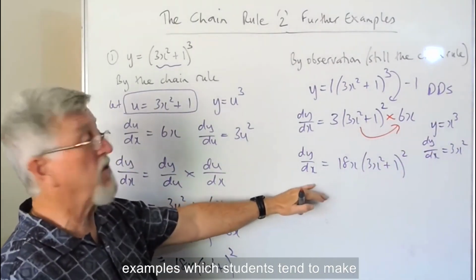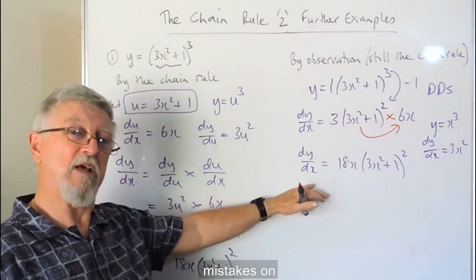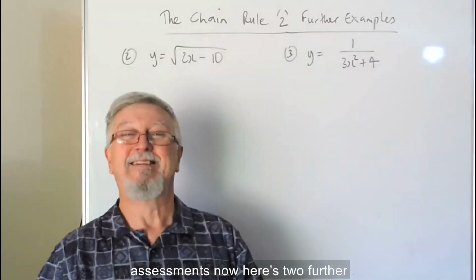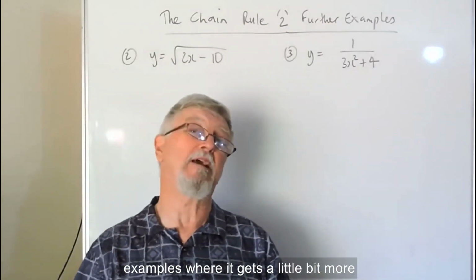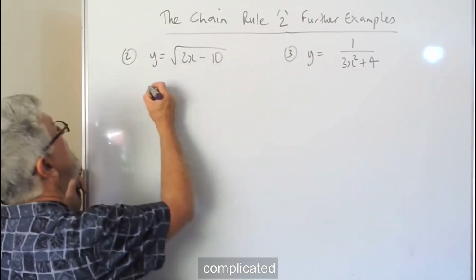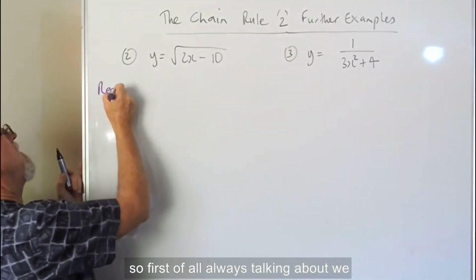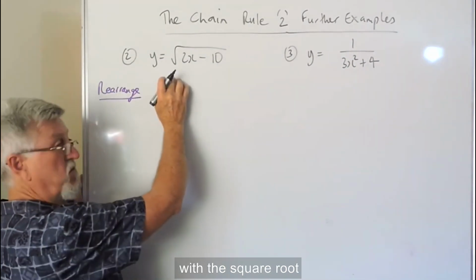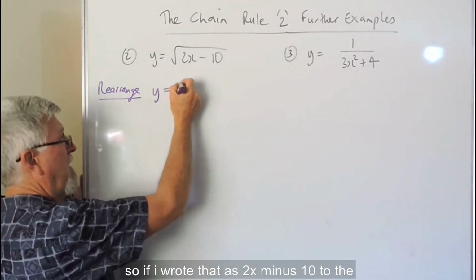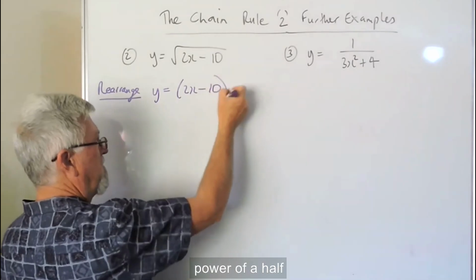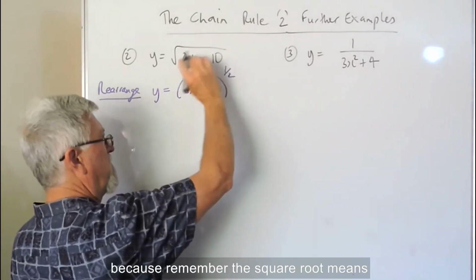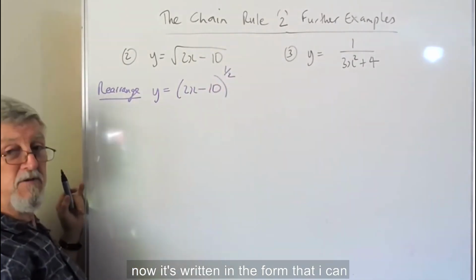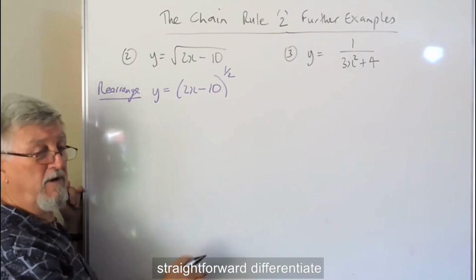Just going to go to a couple more examples which students tend to make mistakes on assessments. Now here's 2 further examples where it gets a little bit more complicated. So first of all, always talking about we have to rearrange first. We haven't learnt how to differentiate with a square root. So if I wrote that as 2x minus 10 to the power of a half, because remember the square root means to a power of a half, now it's written in a form that I can straightforward differentiate.